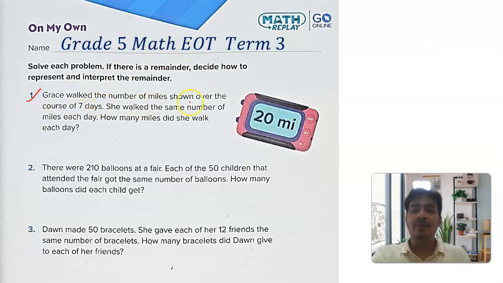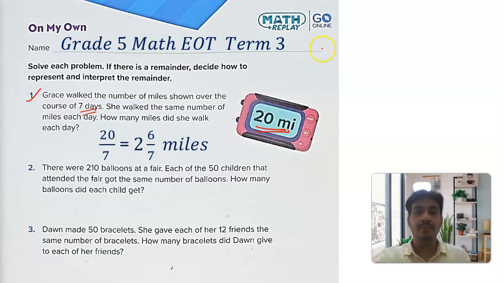Grace walked the number of miles shown, 20 miles over the course of 7 days. She walked the same number of miles each day. How many miles did she walk each day? In this case, you have to divide the 20 miles by 7. So let's do that, 20 divided by 7. You have to do a long division.